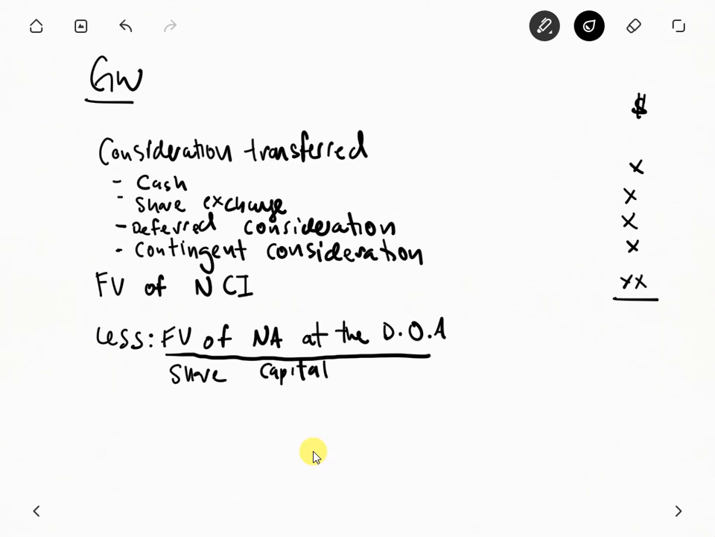And what about pre-acquisition profit? Pre-acquisition retained earnings, yes. What else? What other adjustments do we have?